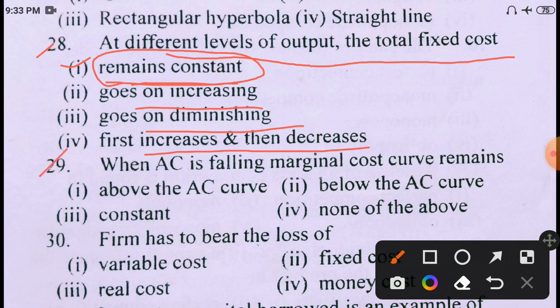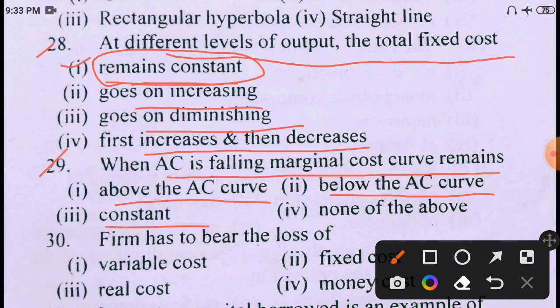29. When AC is falling, the marginal cost curve remains: (i) above the AC curve, (ii) below the AC curve, (iii) constant, (iv) none of the above. When AC is falling, the marginal cost MC curve remains... The correct answer is (ii) below the AC curve. It is the correct answer, below the AC curve.